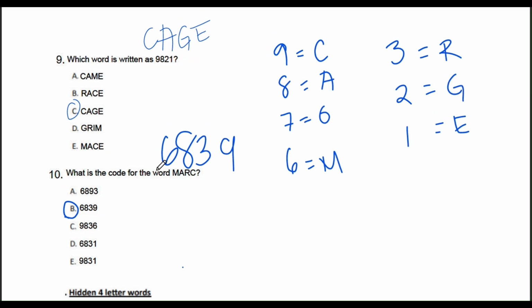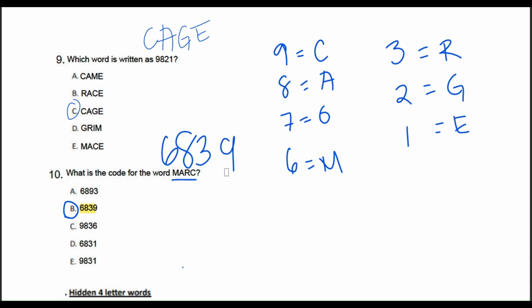Question 10. What is the code for the word mark? Your choices are A 6,893, B 6,839, C 9,836, D 6,831, or E 9,831. The correct answer is B, 6,839.